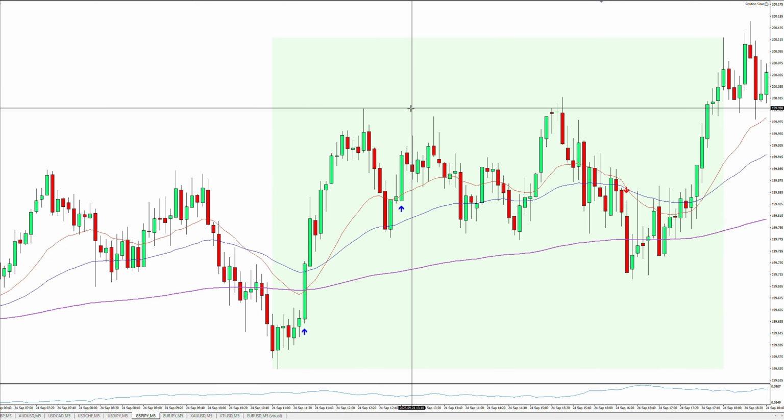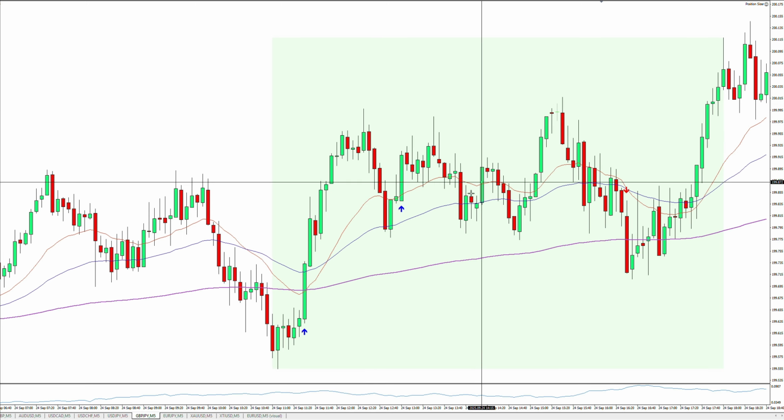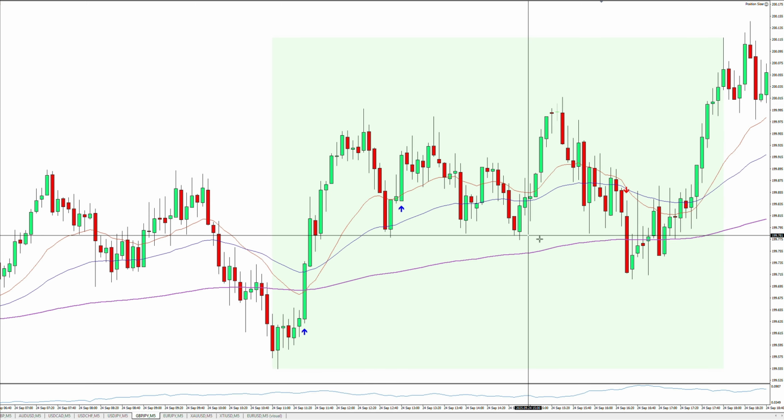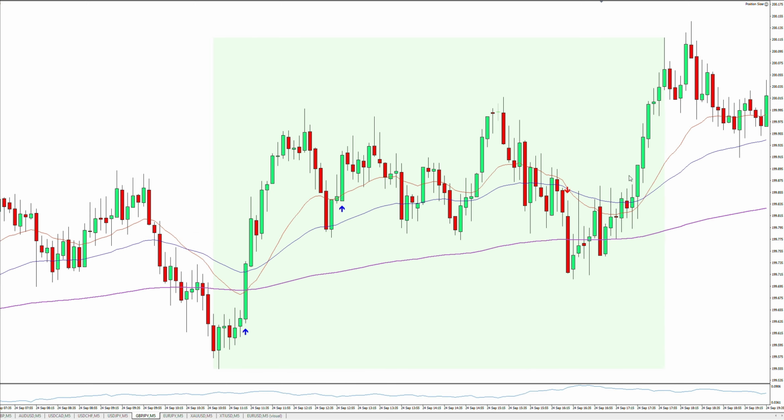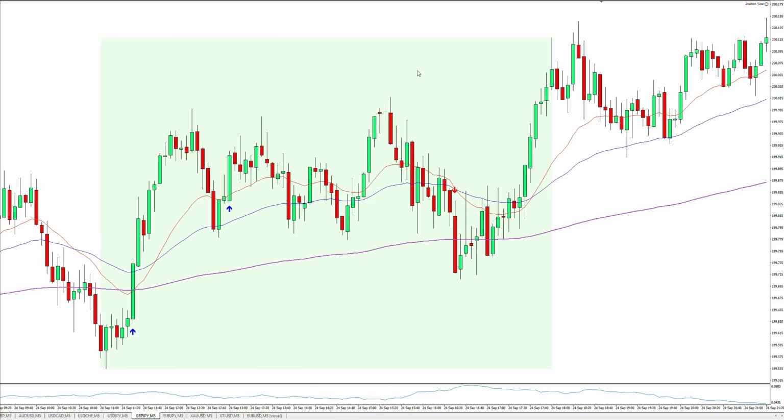As you can see, you're range bound here, confined within these highs and confined within these lows. You did get a false break and then continuation upwards, but for the most part of the day, it was just bad.